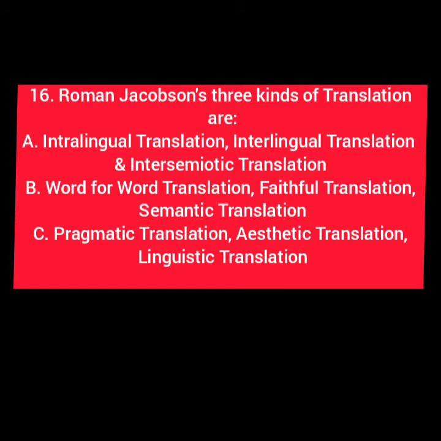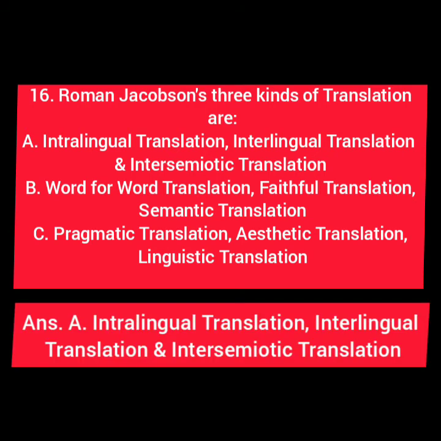Next question is, what are the three kinds of translation according to Roman Jacobson? And there are three options. Among the three options, the right answer is option number A. It means that Roman Jacobson's three kinds of translation are intralingual translation, interlingual translation and inter-semiotic translation.